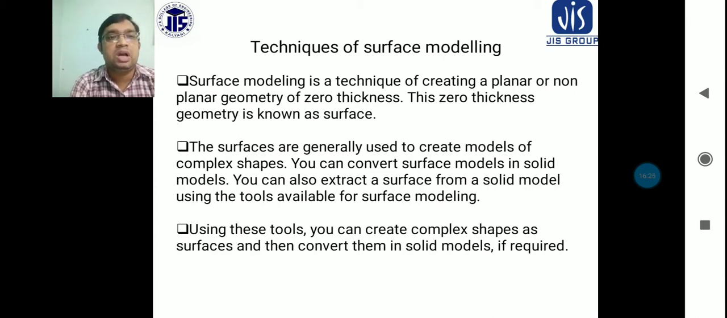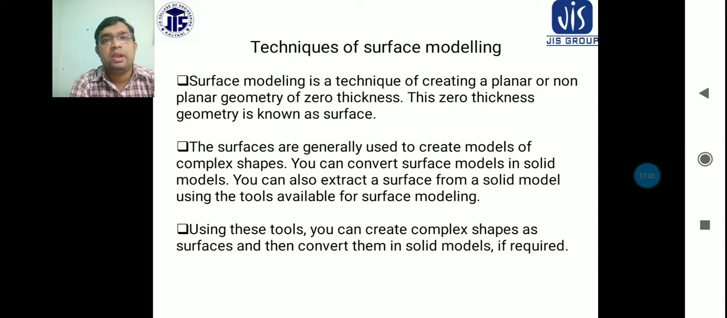You have to extract the surface from the solid model and then use these tools. There are different available tools, and CAD software is also used. Then layering, surfaces, different lines and different layers will be created. Using these tools you can create complex shapes, like bottles, by surface modeling.